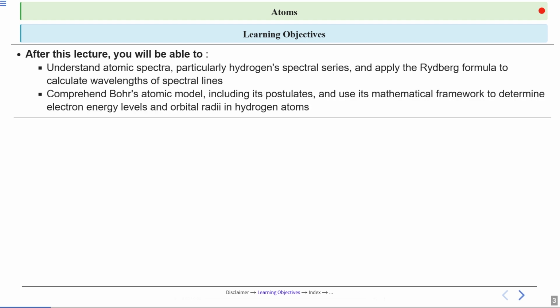Next, we will dive into Bohr's atomic model. You will be able to comprehend Bohr's main ideas or postulates and see how they explain why electrons stay in certain orbits. We will walk you through the math for finding the energy of an electron in a hydrogen atom and how to calculate the radius of its orbit.